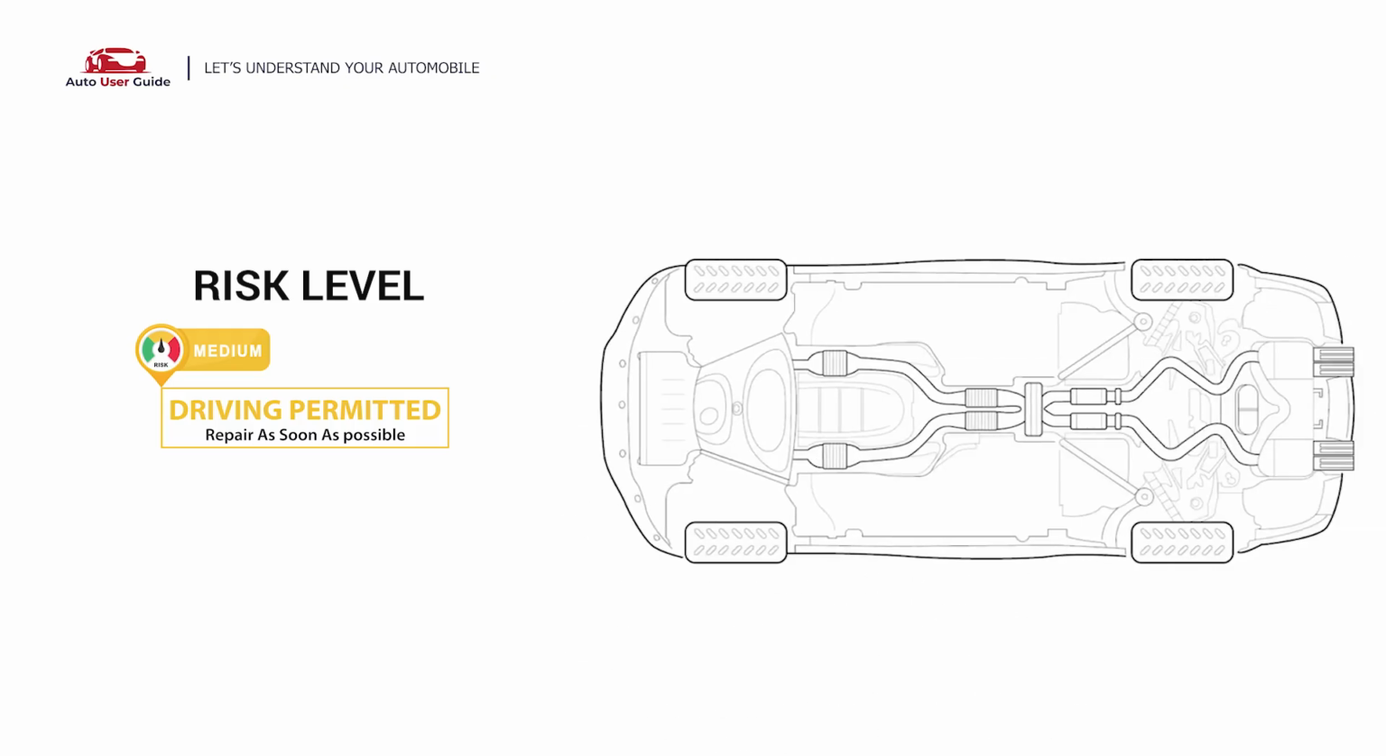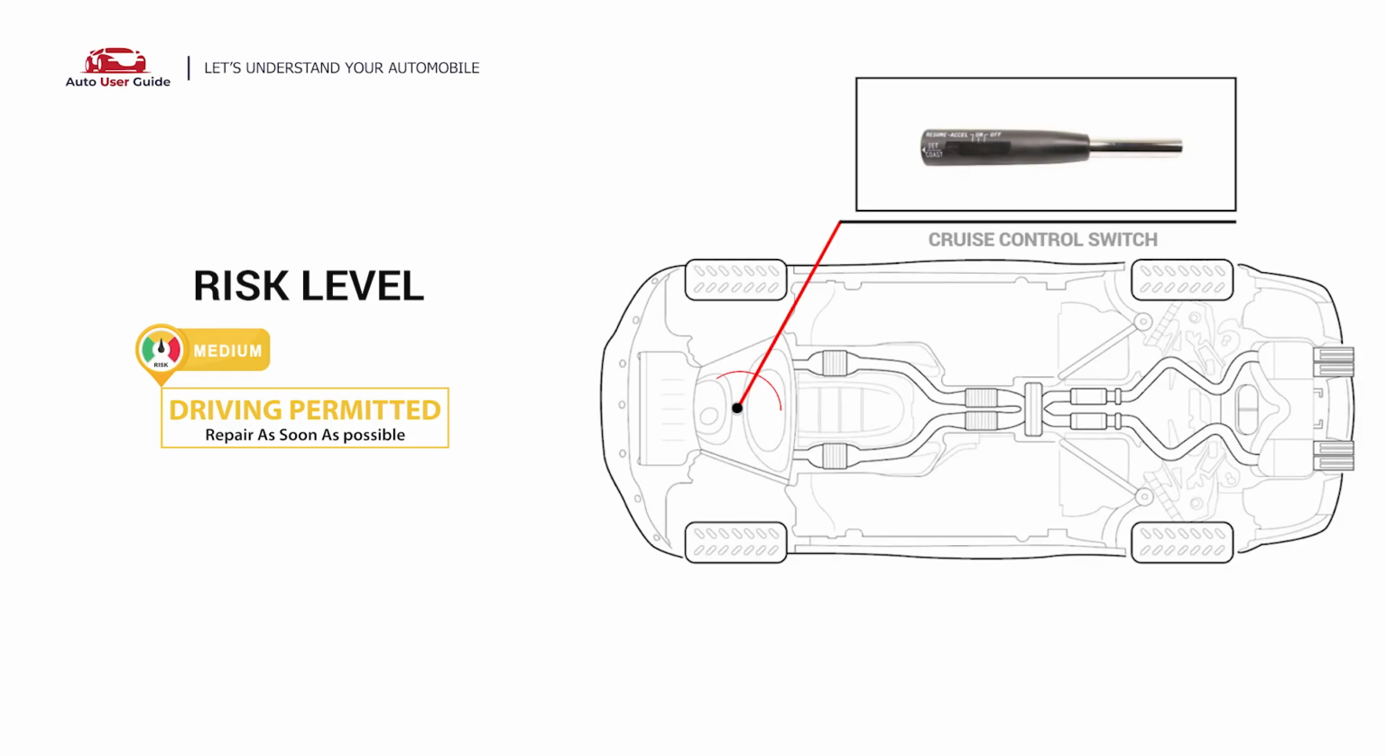The P0580 engine code indicates the PCM or BCM has detected an abnormally low voltage signal in the cruise control switch circuit, affecting functions such as set, resume, or cancel. Under this circumstance, short-distance driving is permitted, but your vehicle should be repaired as soon as possible.